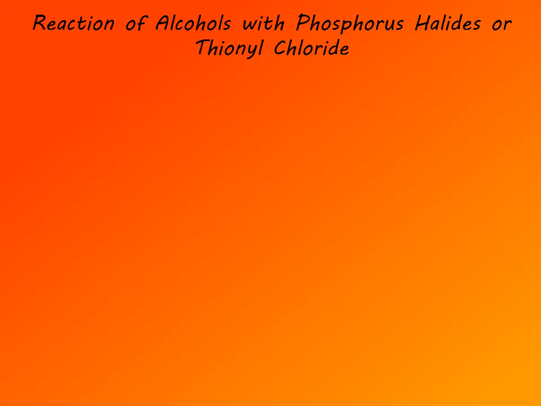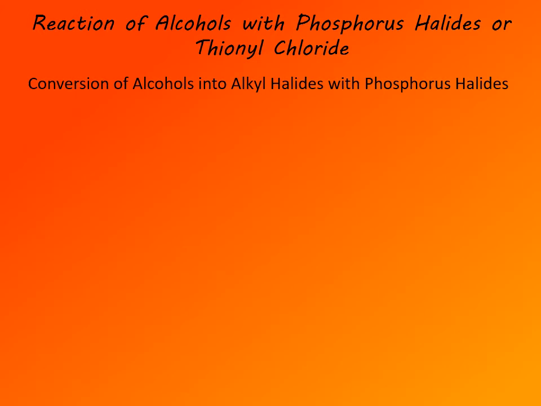So for that reason, we have developed other, better, more selective methods that convert alcohols into alkyl halides through the SN2 reaction mechanism, which is particularly important for secondary alcohols because that avoids rearrangements and results in formation of a cleaner product and in much better yield. So those would be reactions of alcohols with phosphorus halides and thionyl chloride. First, let's look at the use of phosphorus halides.